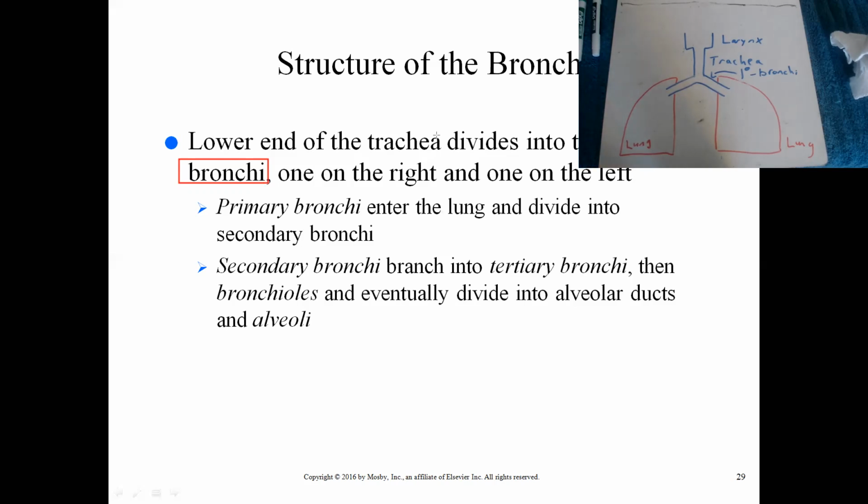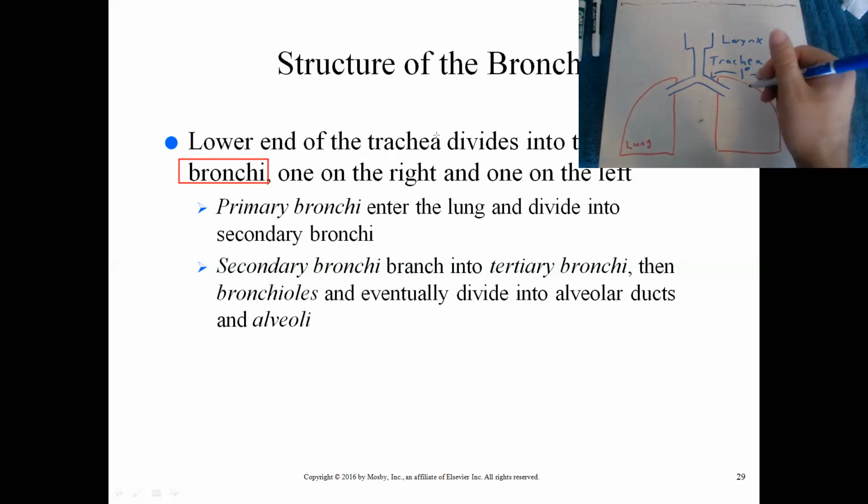Now, to exchange air efficiently, which is our ultimate goal, the tubes going to the lungs have to branch. The lung can't just be one big sac. That'd make breathing very inefficient. So the primary bronchi, when they enter the lungs, are going to branch out. I'm going to just look at this in, from your perspective, the right lung. It's really the left, but from your perspective, it's the right.